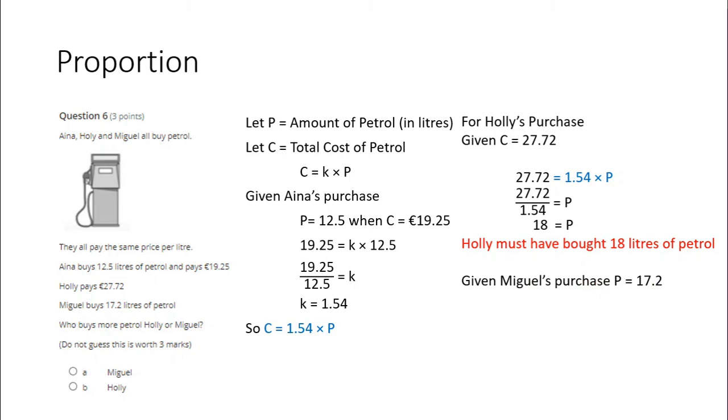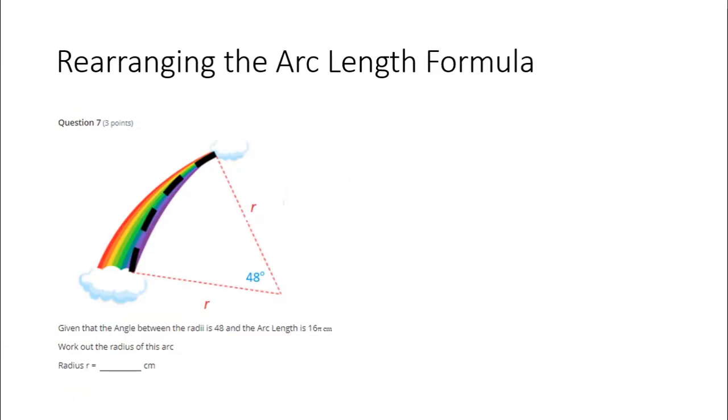Miguel purchased 17.2 liters of petrol. I could put this into the formula and work out how much he paid for it, but we don't need to do that. Reread the question before you go too far. Who buys more petrol, Holly or Miguel? Holly bought 18 liters. Miguel bought 17.2 liters. So Holly bought more.